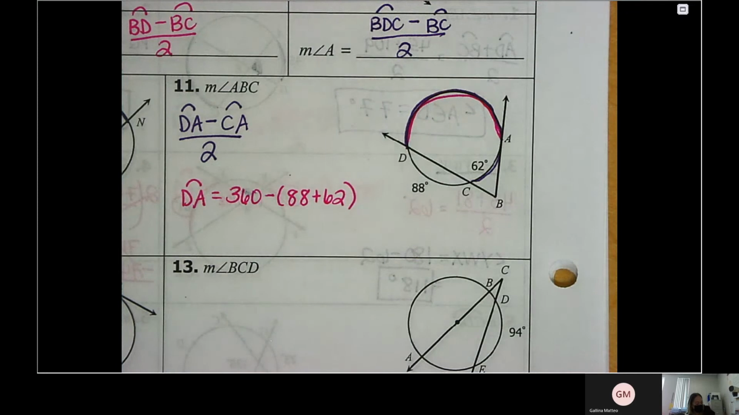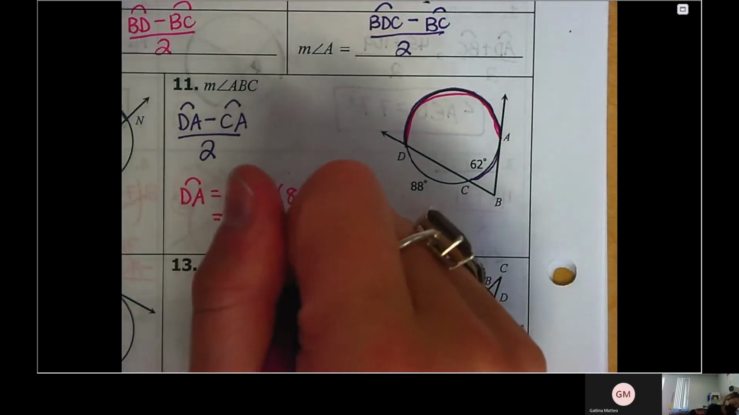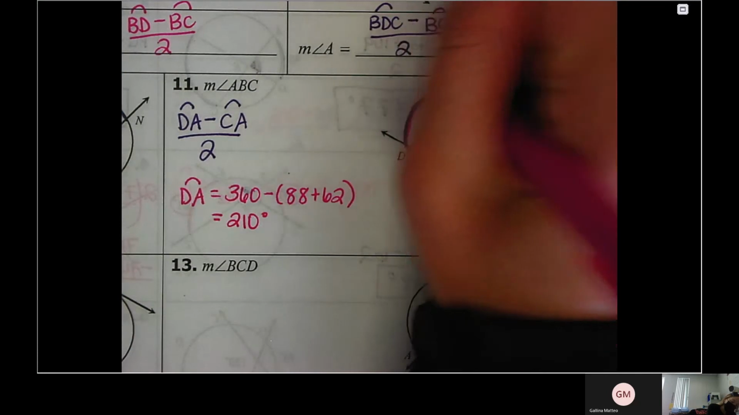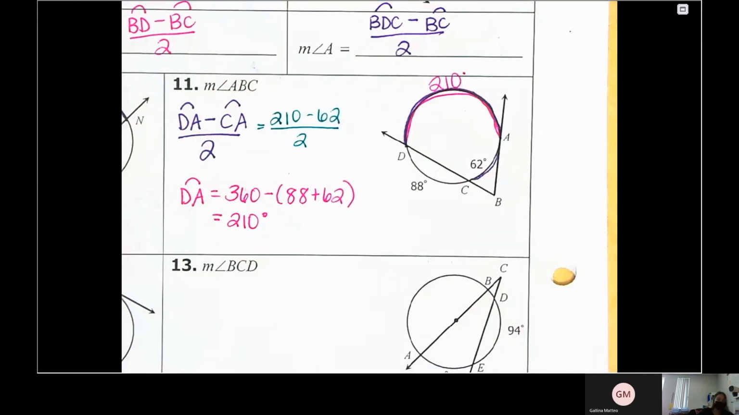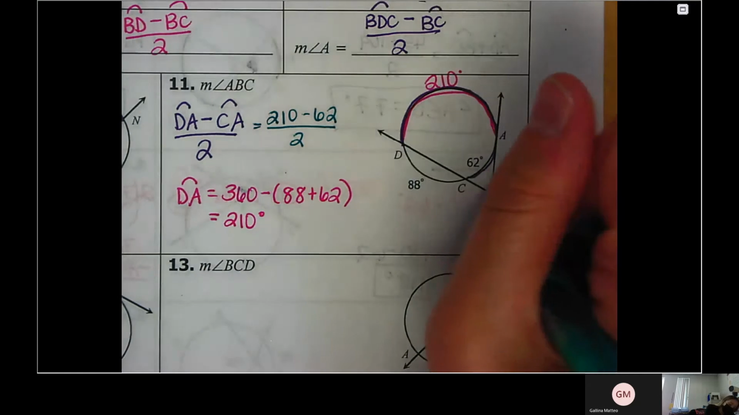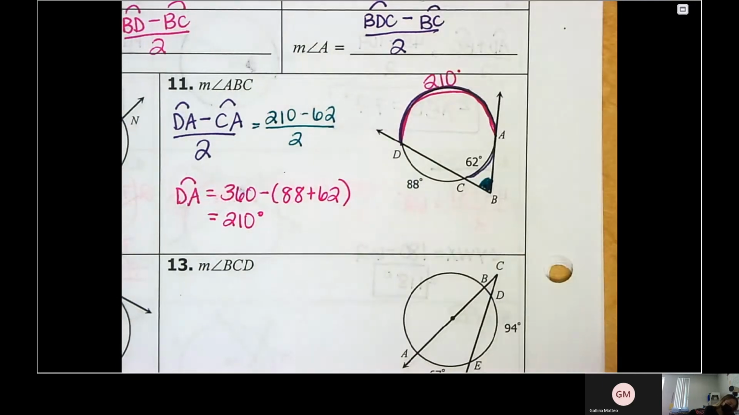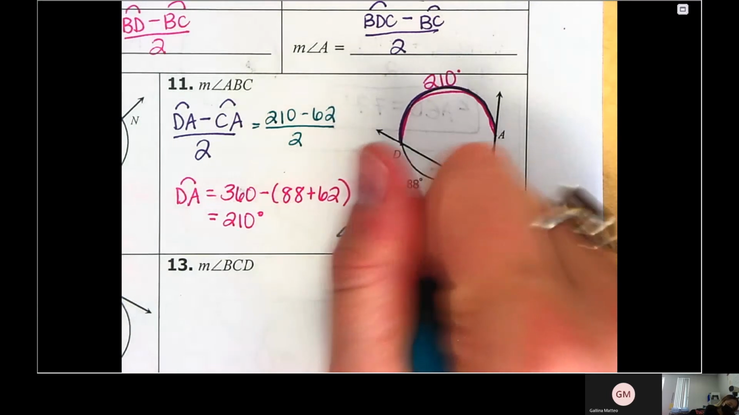So that's 150. What is it? 150. So that's 210. Yeah? No? Maybe so? Yeah. 210 degrees. So this arc up here is 210 degrees. And now I got to plug it into the equation. Big minus small divided by 2. So what does your equation look like? 210 minus 62 divided by 2. Good. So angle equals 74 degrees.